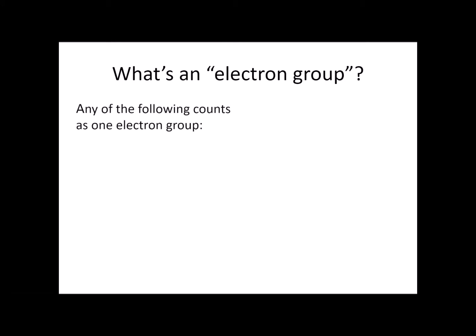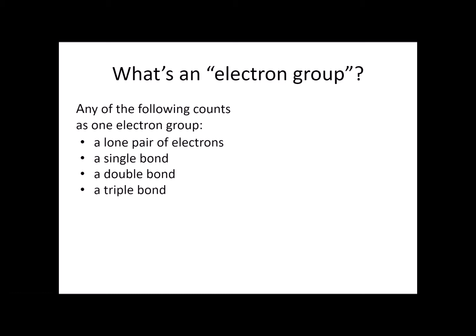Okay, I used the term electron group. What's an electron group? All right, this is important, students. Any one of the following counts as an electron group. A lone pair of electrons, that is, a pair of electrons that's not bonding. It belongs entirely to the atom that possesses it. It's the dots in the Lewis structure. A single bond counts as an electron group. A double bond counts as one electron group. A triple bond counts as one electron group.